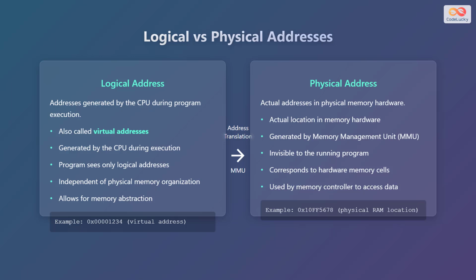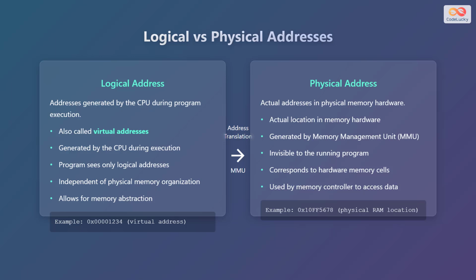Here, let's differentiate between logical and physical addresses. Logical addresses, also known as virtual addresses, are generated by the CPU during program execution. Programs only see logical addresses, which are independent of the physical memory organization. This allows for memory abstraction. An example of a logical address is 0x00001234. These logical addresses are then translated into physical addresses.